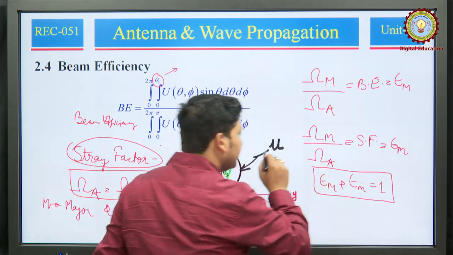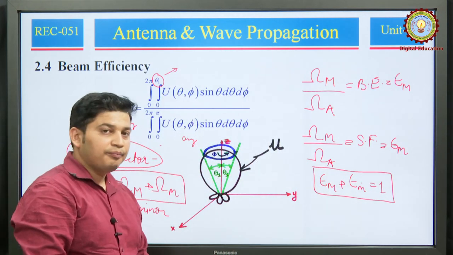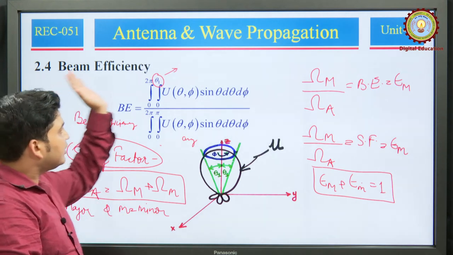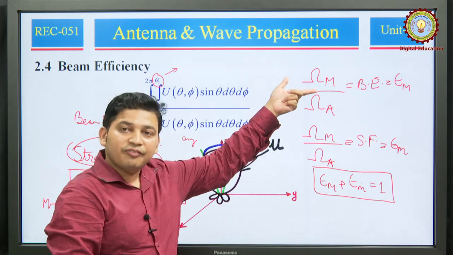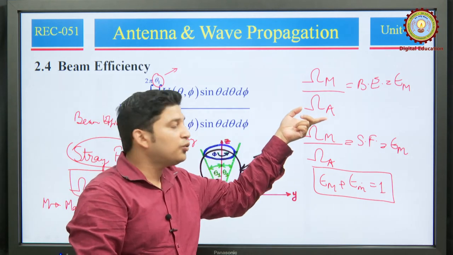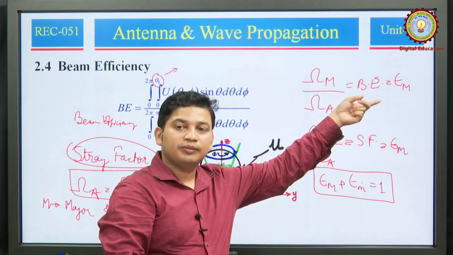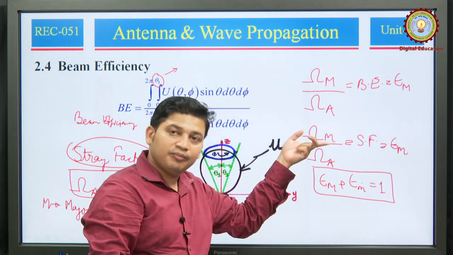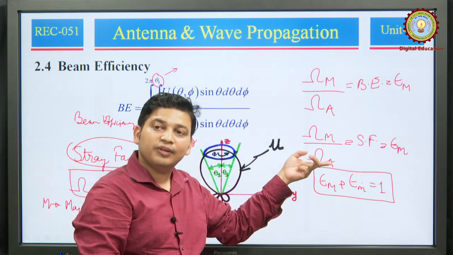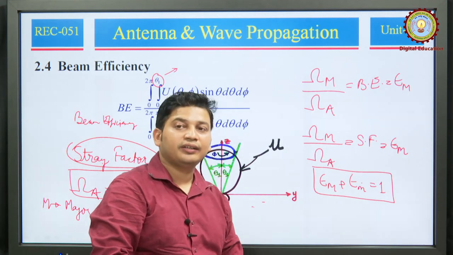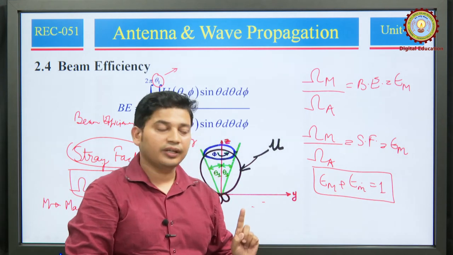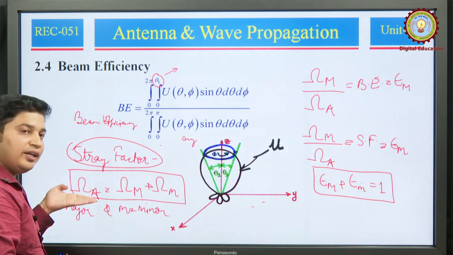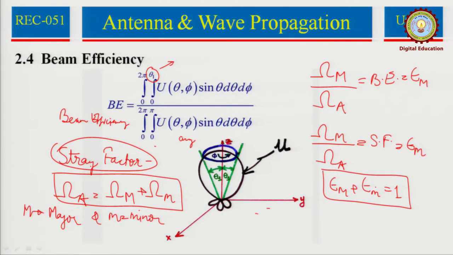So, remember this concept. Again, I am giving a review of this point. Beam efficiency can be derived from another point of view: the ratio of major beam area to the total beam area is nothing but beam efficiency. Whereas the ratio of minor beam area to the total available beam area is the stray factor, and the sum of these two is unity. Total beam area is represented as major lobe area plus minor lobe area. So, remember this concept, it is very helpful when you solve numericals.